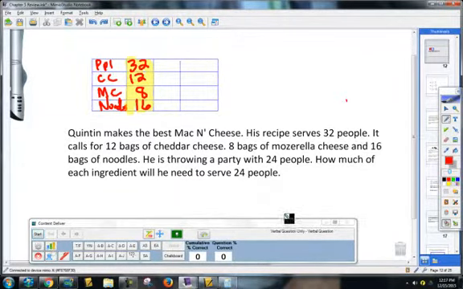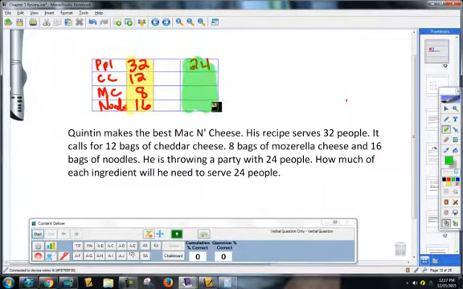He's having a party at his house, but he's going to have 24 people, including himself there. So there's 24 of them. He doesn't want to make it for 32. He doesn't want to spend all the money. He only wants to make it for 24 people. He doesn't want any leftovers. So then this is going to be our real information, right, guys?